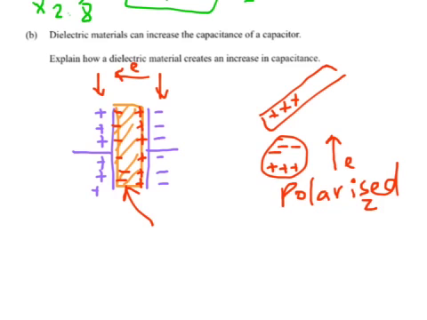And if you consider the two electric fields, you've got the electric field of the capacitor plates itself in that direction, and you have the electric field of the dielectric material in that direction, and that's going to overall reduce the electric field on the inside. So your electric field decreases.